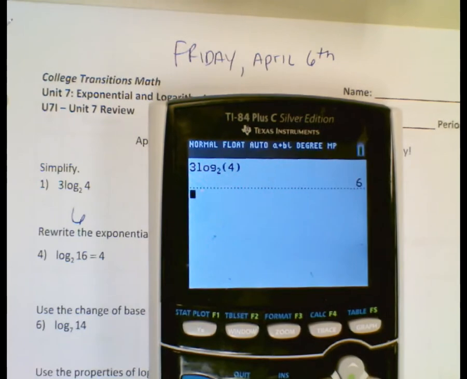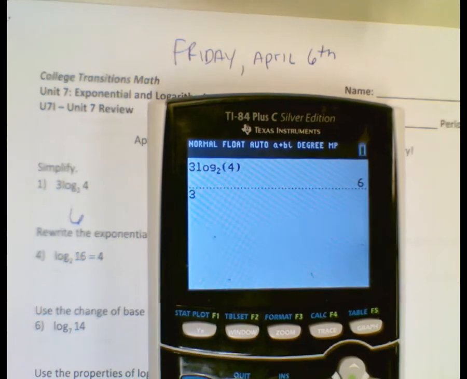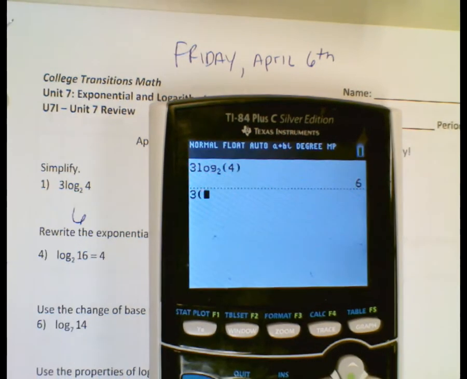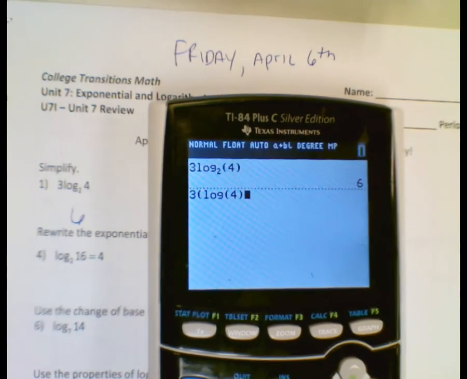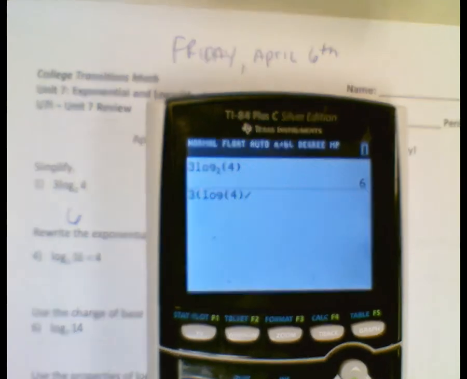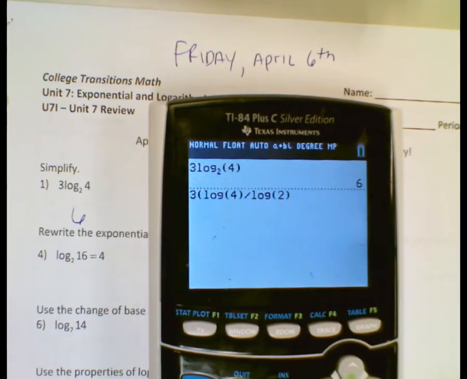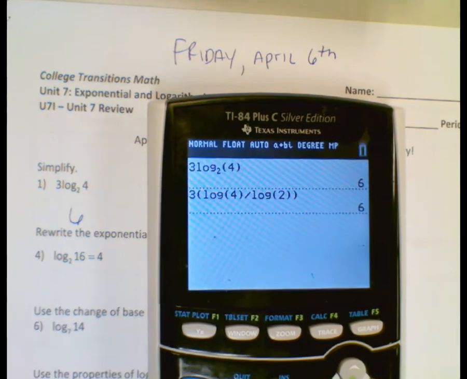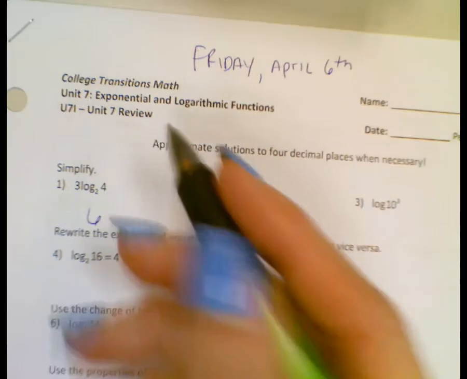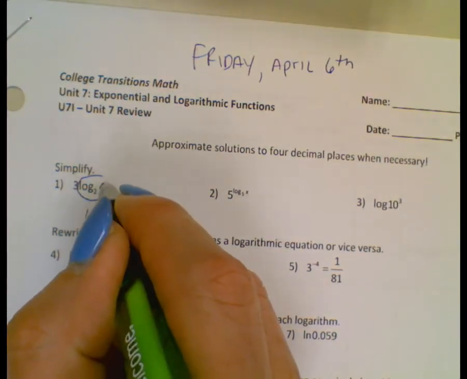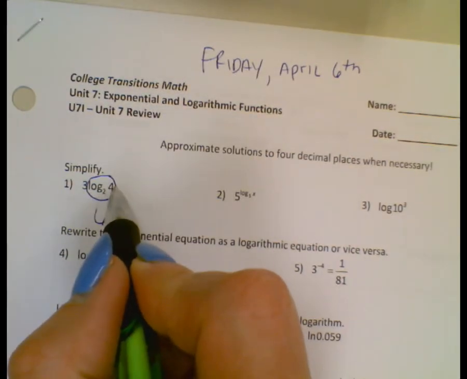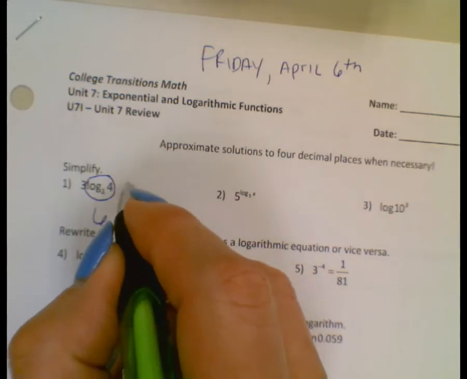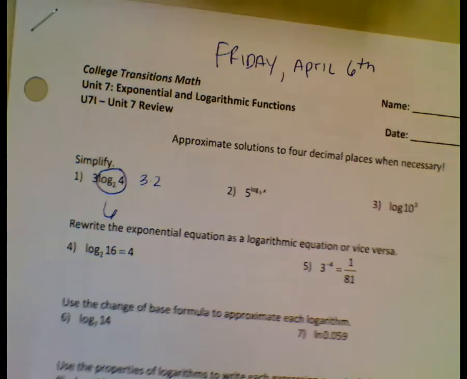For those who do not have the new calculator, it's 3. And then I would do parentheses. And then I'd go log 4 divided by log 2. Like that. Parentheses. You get 6. You could have done this one by hand because log base 2 of 4 is 2 because it's 2 to the what power is 4? It's 2. So this whole thing is 2, so it's really 3 times 2, which is 6.